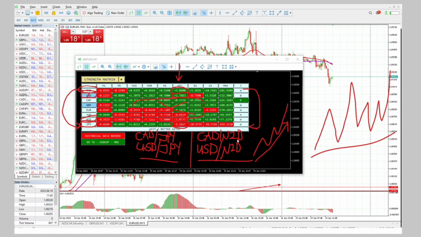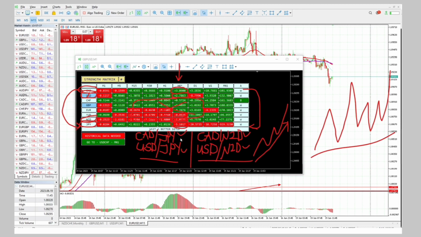So let's open our chart and see. When you open your chart, you have to open all these four charts: CAD/JPY, USD/JPY, NZD/USD, CAD/NZD. You have to open all these four charts and watch them.